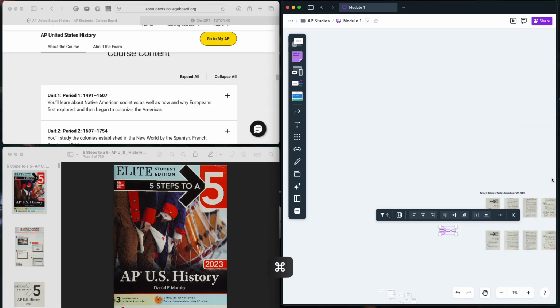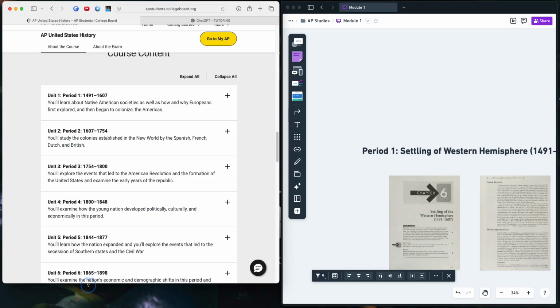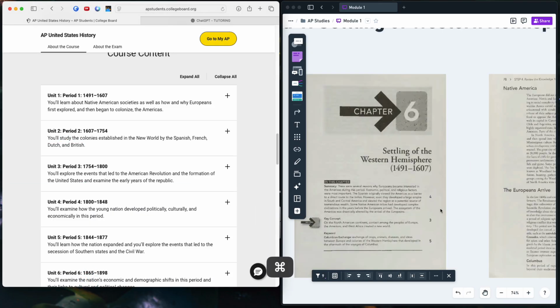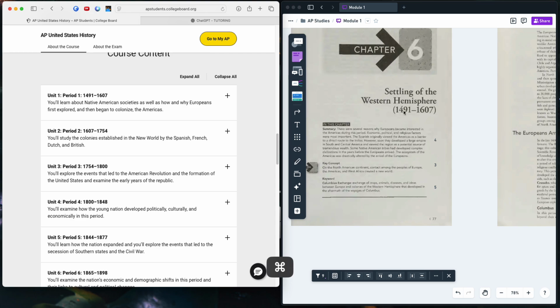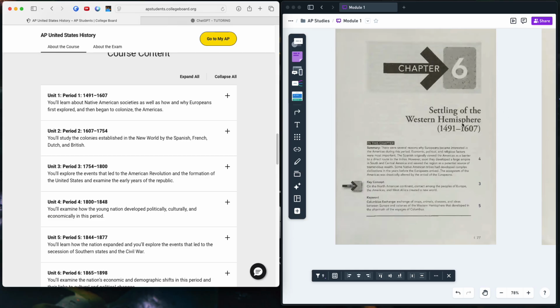So I've taken the first chapter of content from the 5 Steps to a 5. So I'm going to get rid of this now. And that was chapter 6. So you can see that we're literally following along with the AP curriculum. We have 1491 and 1607, and that's chapter 6 in this textbook, which is settling in the Western Hemisphere.